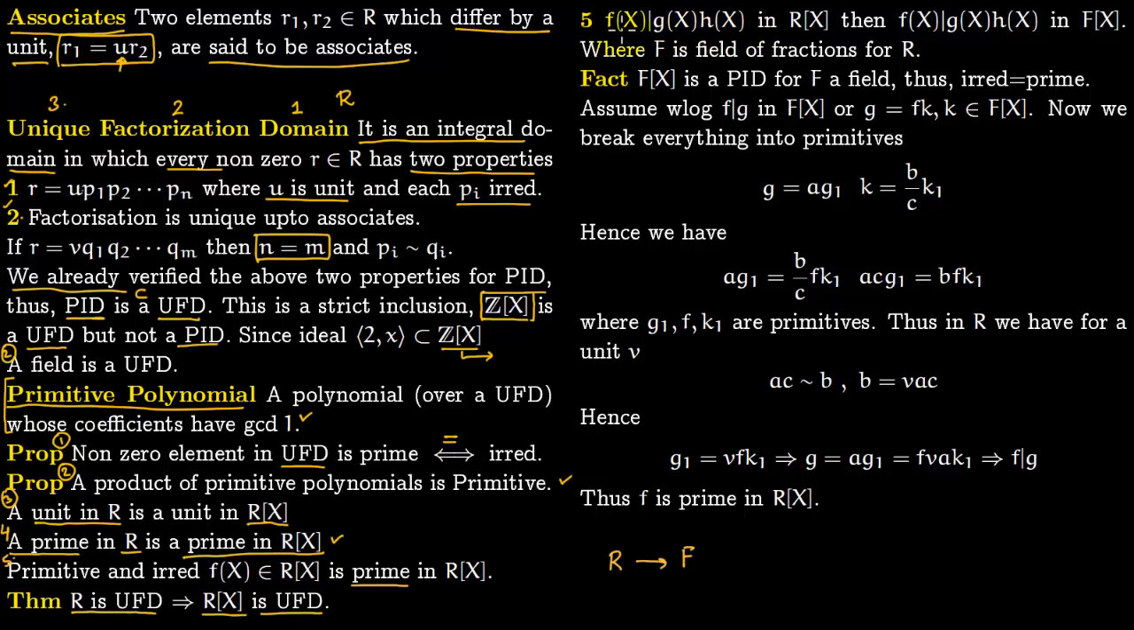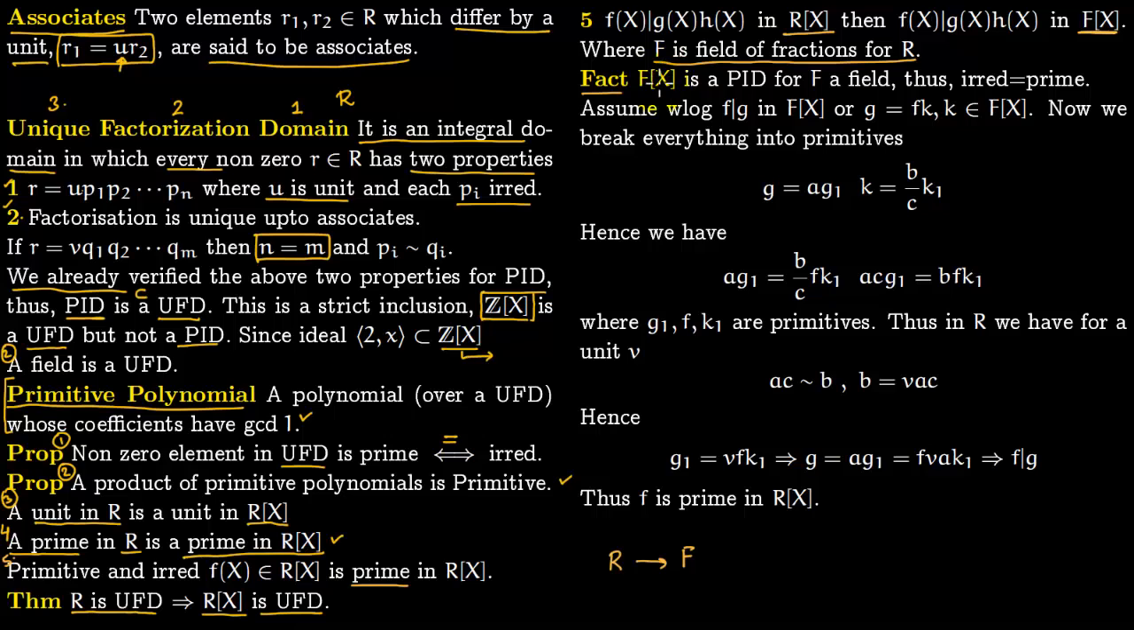So we are going to show that f(x) divides g(x). You start with this in R[x]. Then this f(x) will also divide g(x) times h(x) in this bigger ring F[x], where F is a field. Now F is the field of fractions of R. So it is important that we pass to this bigger field, because now we can use this fact.